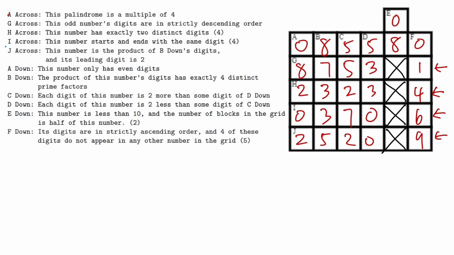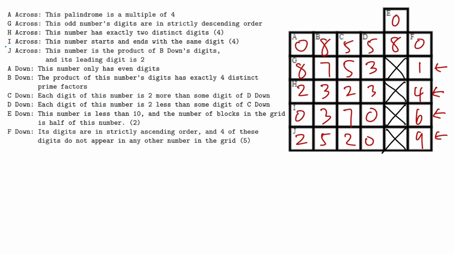Now everything makes sense, right? If you follow everything, let's go ahead and just check. I will use highlighter for you guys as well. First, the A across. We have a palindrome, and that's a multiple of 4. So 0, 8, 5, 5, 8, 0. That's a palindrome. And then multiple of 4 because 80. Good. So the first one checks. Now, G across. This is in strictly descending order. G across. So going down, right? 8, 7, 5, 3. And then because the last digit right here is 3, so it's an odd number.